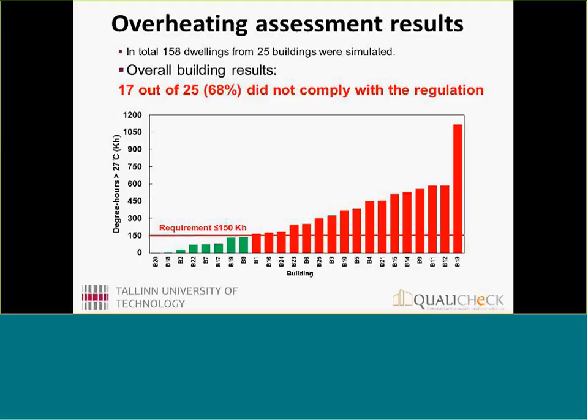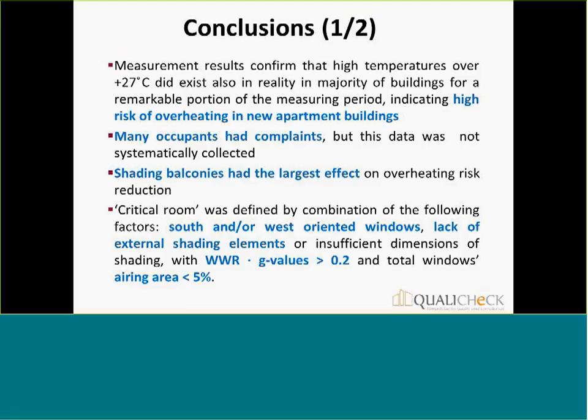So this shows that this requirement, which is actually a very new requirement in Estonia, starting from 2008, was not fully established in practice. Measurement results really confirmed that high temperatures over 27 did exist also in reality in many of the buildings, and so it is easy to have a high risk of overheating in new modern apartment buildings, which are indeed well insulated, and window surfaces can be very large.